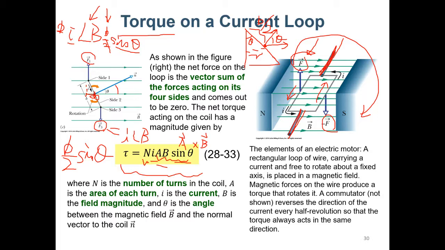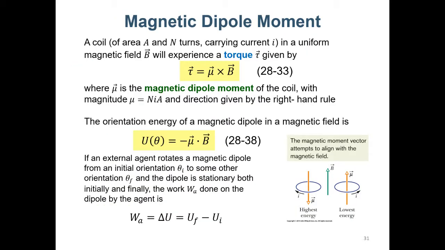So we know that a coil of area A and N turns carrying a current I in a uniform magnetic field will experience a torque given by mu cross B. Actually, we don't use A cross B, we use mu cross B. Mu is defined as the magnetic dipole moment, which is generally used in physics and something like quantum mechanics. Remember this mu.